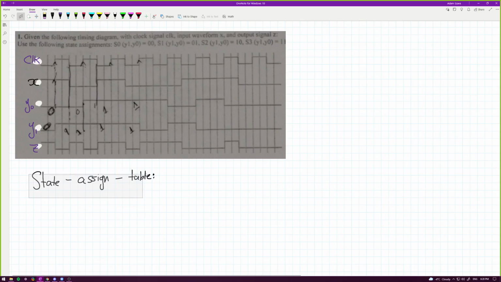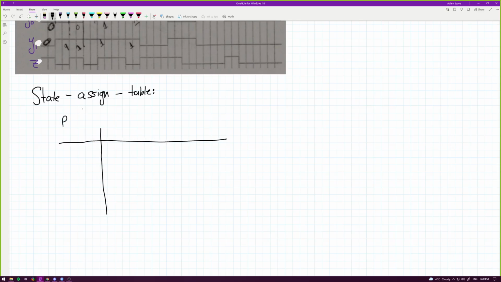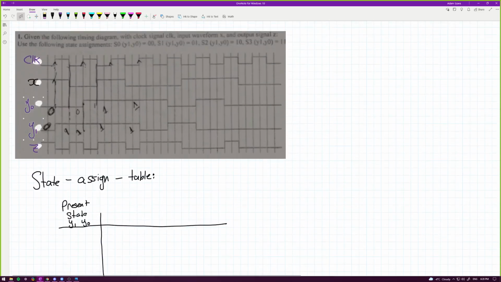So, to do the state assigned table, remember that it has, first of all, on the left-hand side, our present state. The present state is determined by Y1, Y2. I'm just making sure I'm matching the order of the solution, because those are the two variables that are controlling our state.